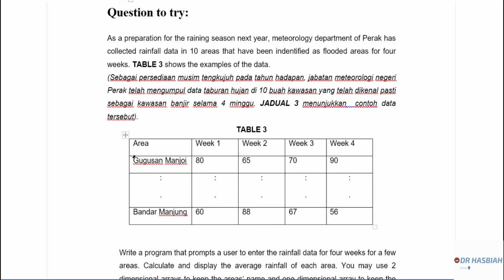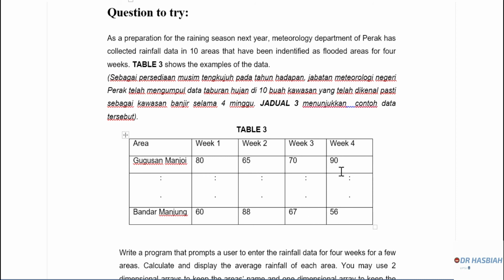So let's say in Perak we have several areas here. Let's say we have Gugusan Manjoi, and then the last one we have Bandar Manjung. So every area here we have the data for rainfall for every week. Let's say week 1 we have 80, week 2 65, 70, and then 19. This is for Gugusan Manjoi. For Bandar Manjung, let's say week 1 we have 60, 88, 67, 56 here.